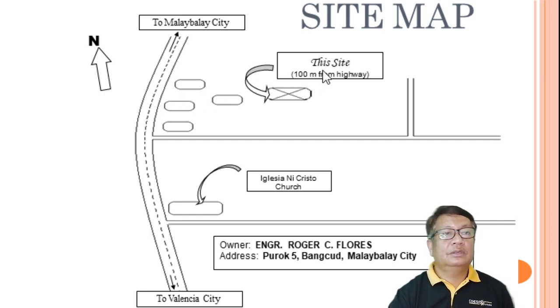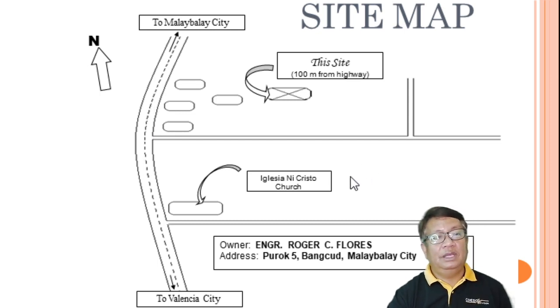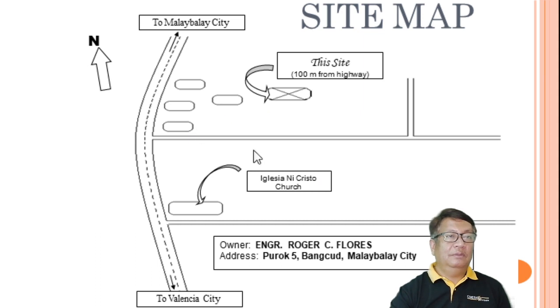So in other words, this site here is more or less equal to or have a distance of 100 meters from the highway. Okay, so these are some of the important items that you can find in the site map.